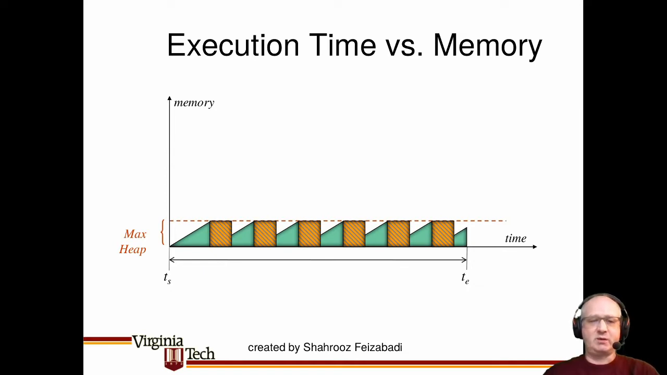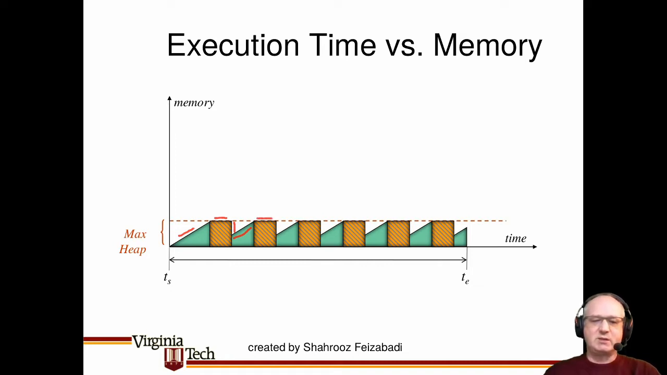I'd like to show a visualization that was created by one of my former PhD students, Shahruz Fezabadi. If you think of the execution of a program as consisting of basically allocation at some rate shown here up to when a garbage collection is triggered, then the garbage collection would take some time, but it would free up some garbage, and then more allocation would again increase the number of objects allocated on the heap until the garbage collection would take place again. And we see this pattern that is shown here.